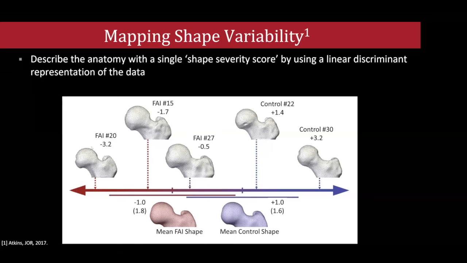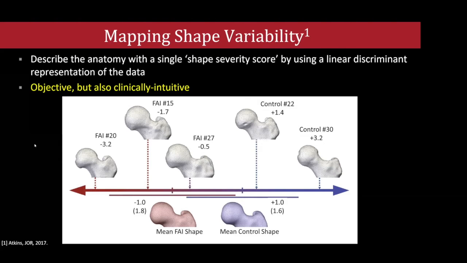This patient has a -3.2, and at -3.2, you can think of that as 3.2 standard deviations away from 0. So this patient's definitely in the category of CAM-FAI, whereas this patient here, number 27, is right on the edge in terms of where the controls lie, where their standard deviation is. So this patient is not as bad. What's nice about this is that it's objective, but it's also clinically intuitive, because it really is just a single number describing where these patients fall.